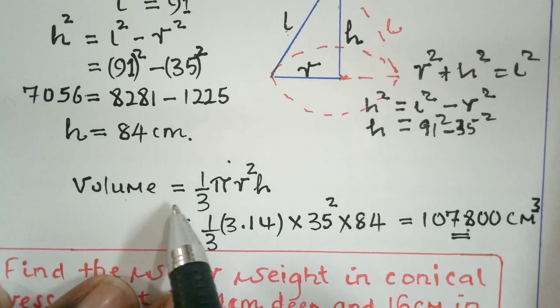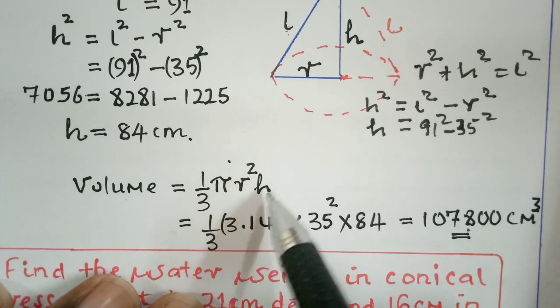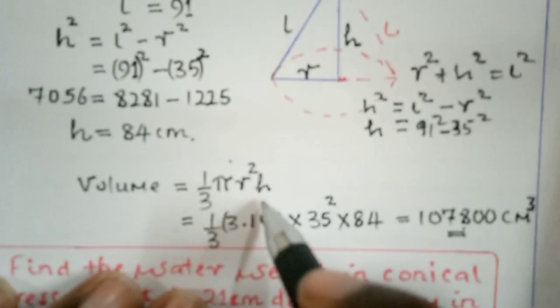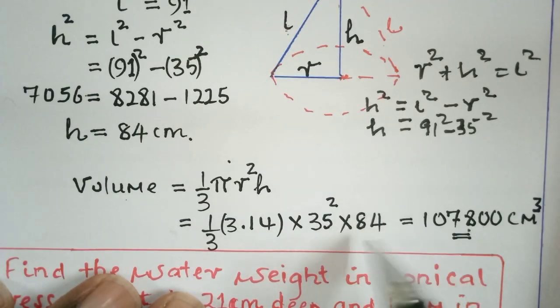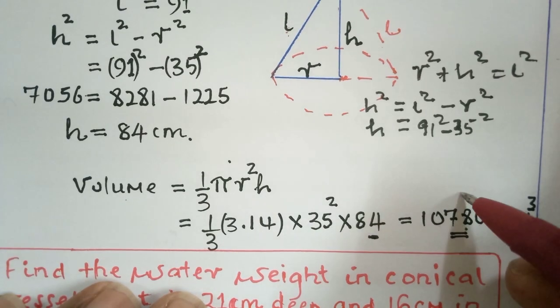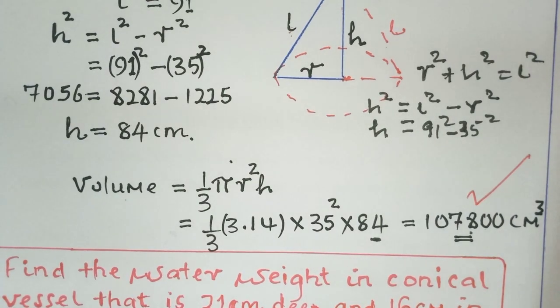Now we are looking for the volume. The volume of the cone is a third pi R squared H. Now we've been able to get the H. We did not need the L. And so this is the H. So when we multiply now, guys, this is what now we get as our volume in centimeter cubed.